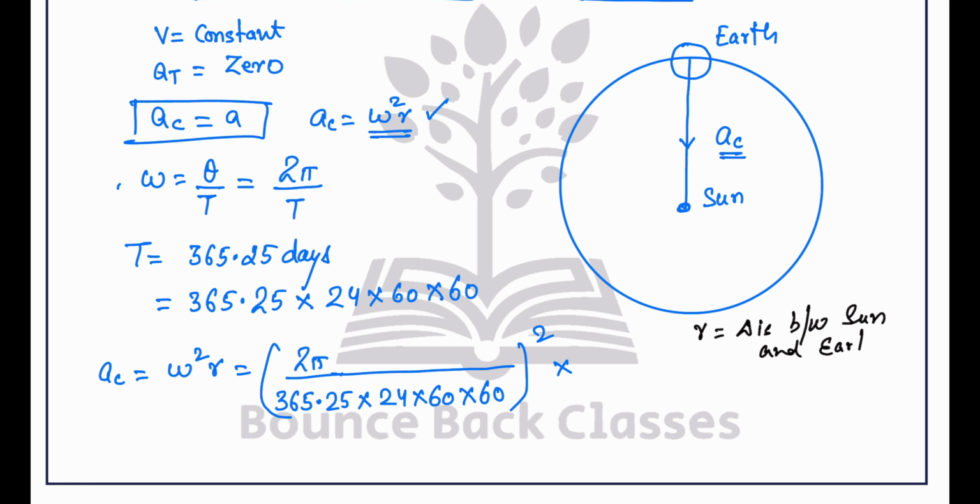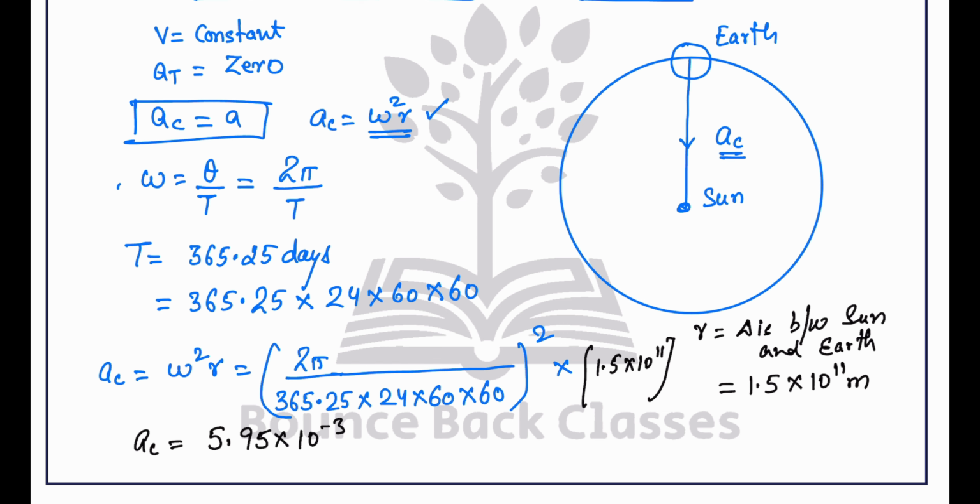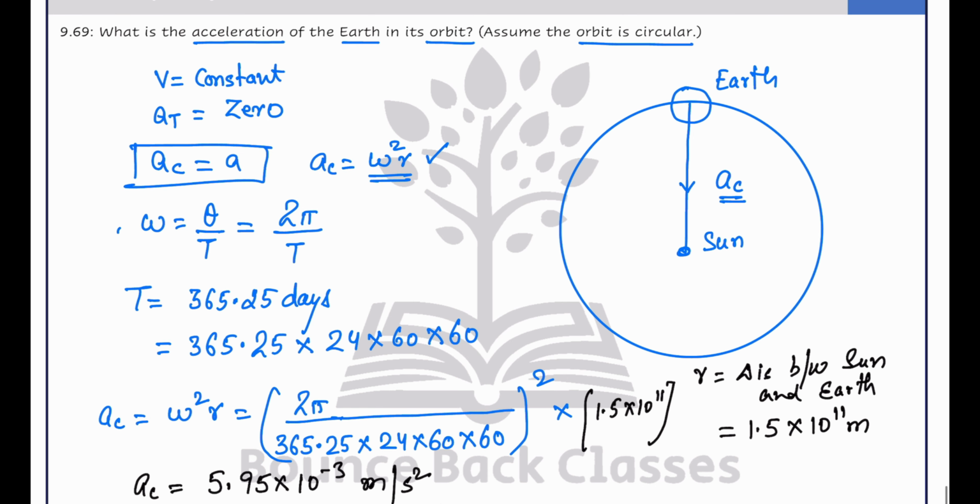You need to remember this distance, that is 1.5 times 10 raised to power 11 meter. You need to remember this value. So 1.5 times 10 raised to power 11. Solve this. So what is your acceleration? 5.95 multiply 10 raised to power negative 3 meter per second square. Clear, guys? Understand how to solve such kind of questions.